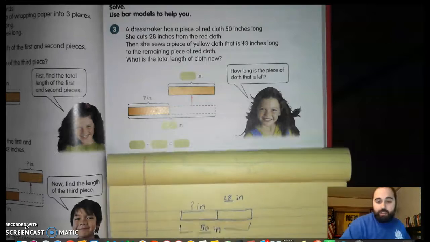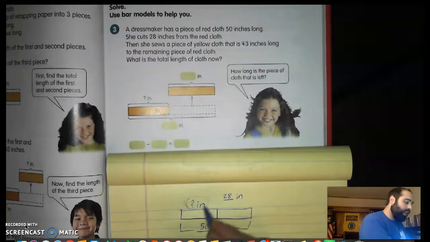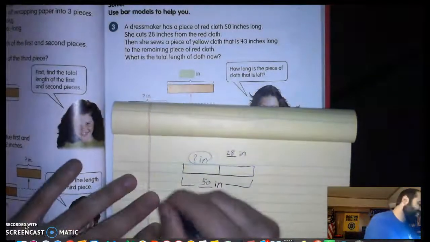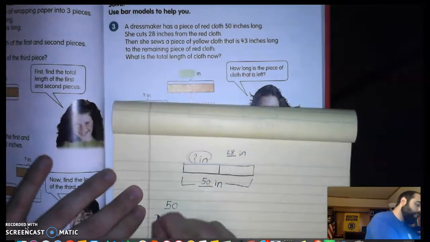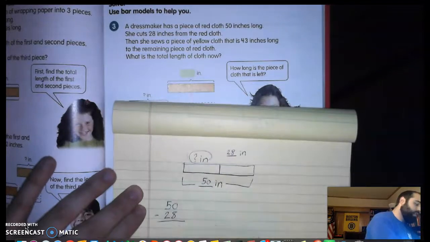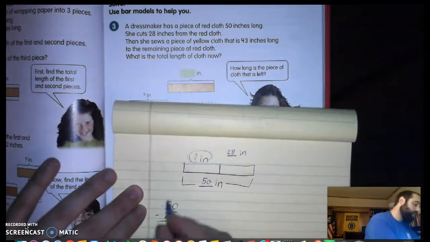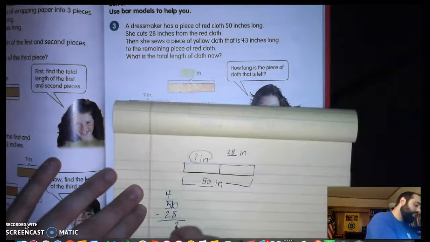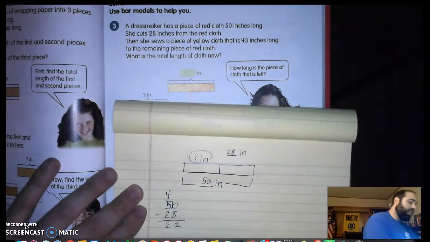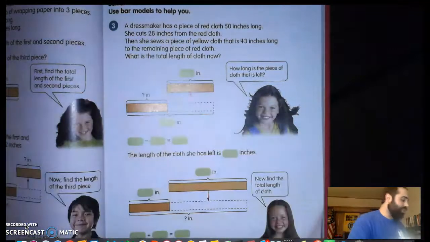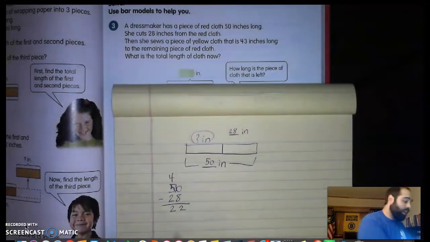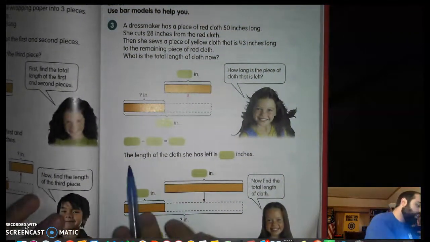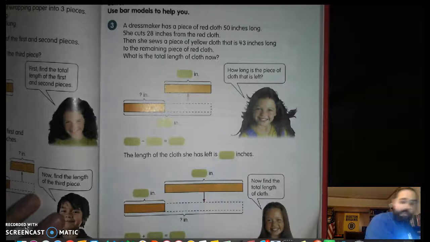So now it's looking like we have a subtraction problem because we're trying to figure out what this is right here, that question mark. So let's go ahead and do it. Here, I'll put it right here. We have 50, and we're taking away from that 28 inches, right? Remember, 4 on the floor, going next door, grabbing a 10. Leaves 4, 10, take away 8 is 2. 4 take away 2 is 2. So now this question mark, we know what that answer is now. We know that that is 22 inches. That is how much is left. So the length of the cloth she has left is 22 inches.